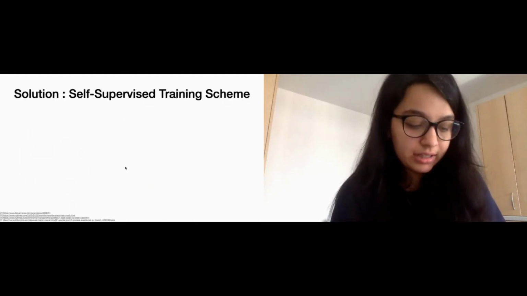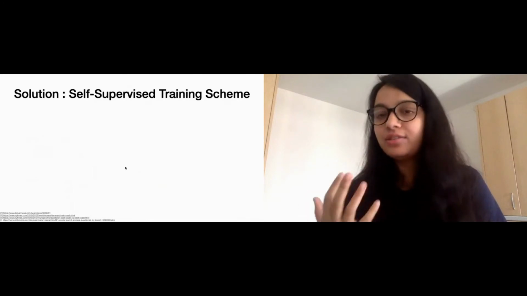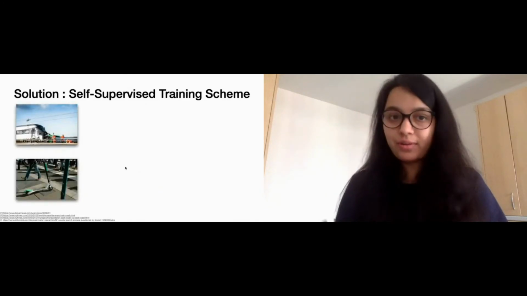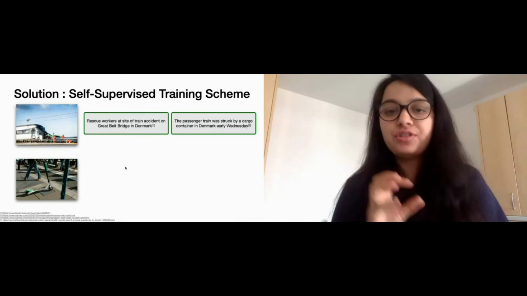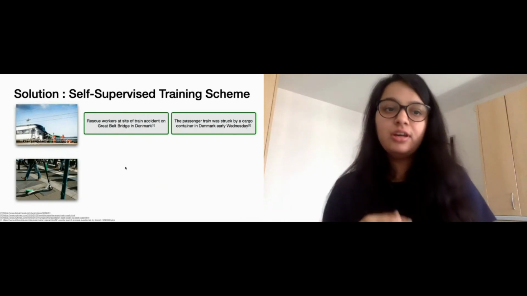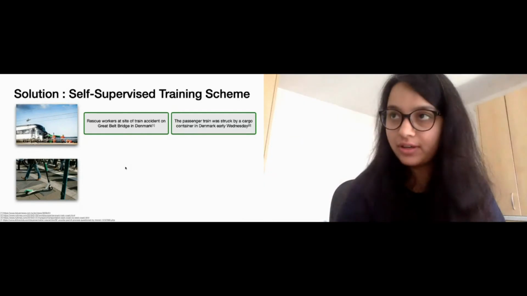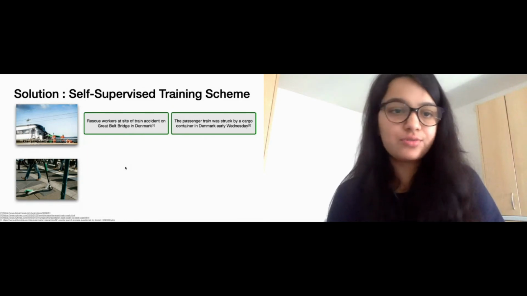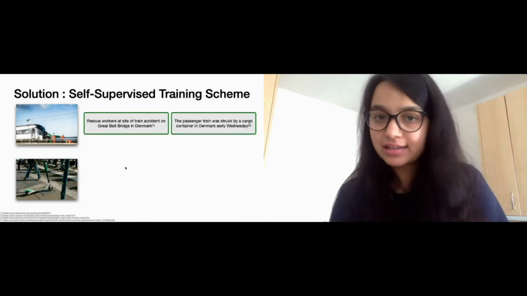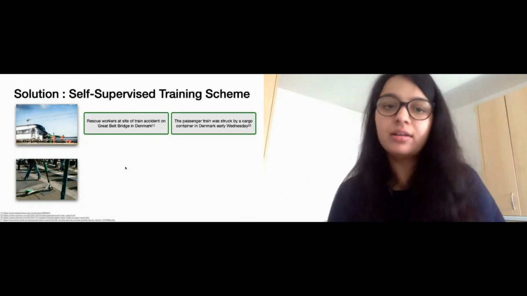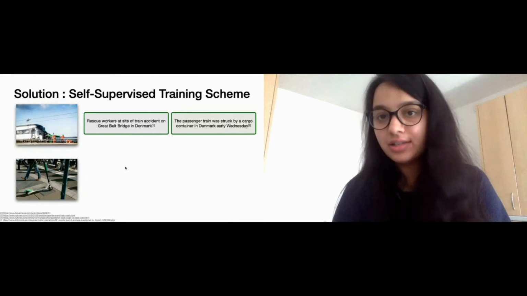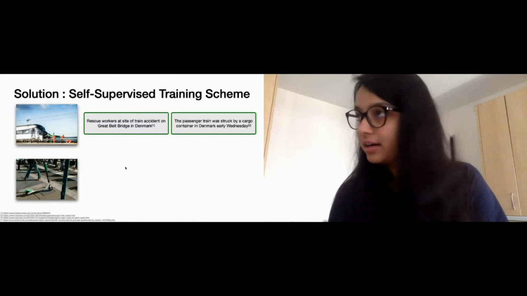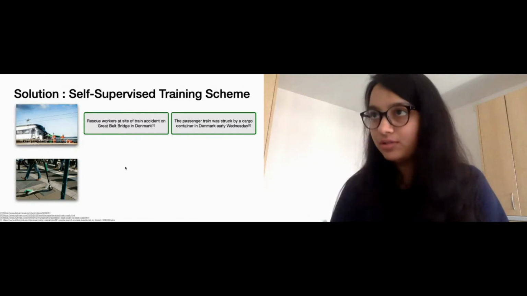So we want to build an unsupervised or self-supervised training scheme, where we collect a bunch of images and the different captions or information these images are shared with. For instance, on the top you see an image of a train accident, shared with two captions. The first: rescue workers at the site of a train accident at Great Belt Bridge in Denmark. This caption is talking about the rescue workers in general. The second: the passenger train was struck by a cargo container in Denmark early Wednesday. This caption is talking about the train.